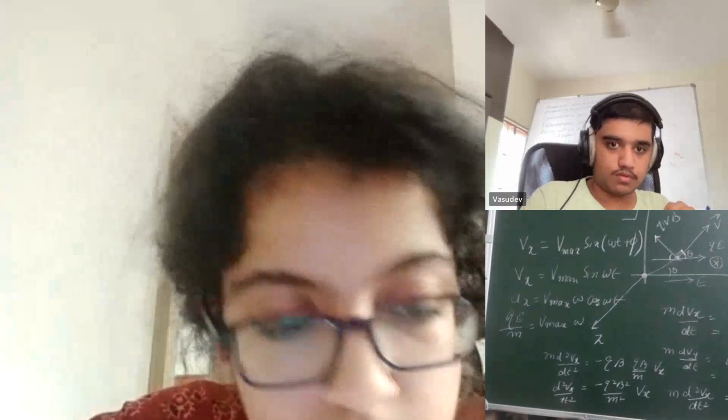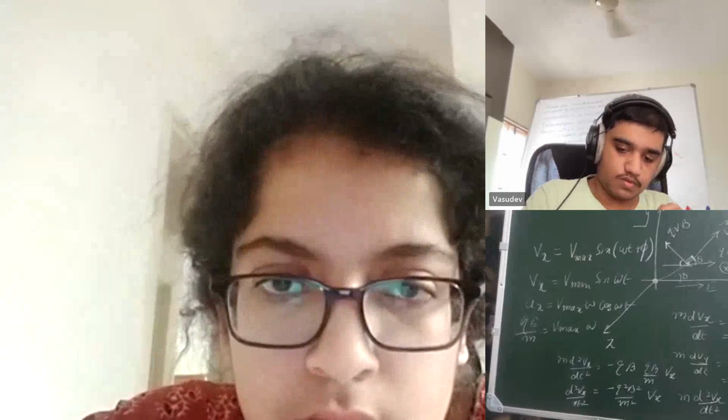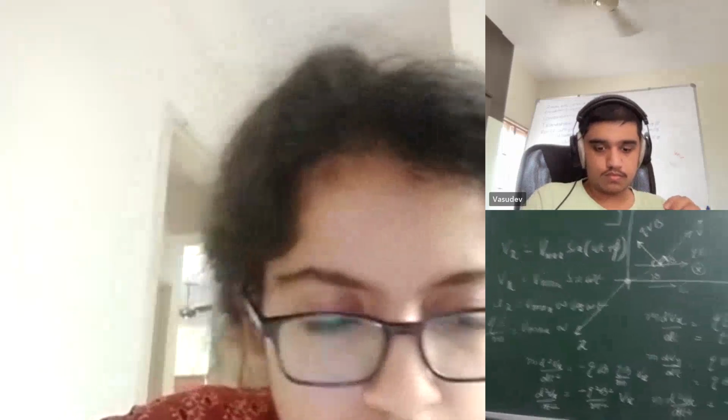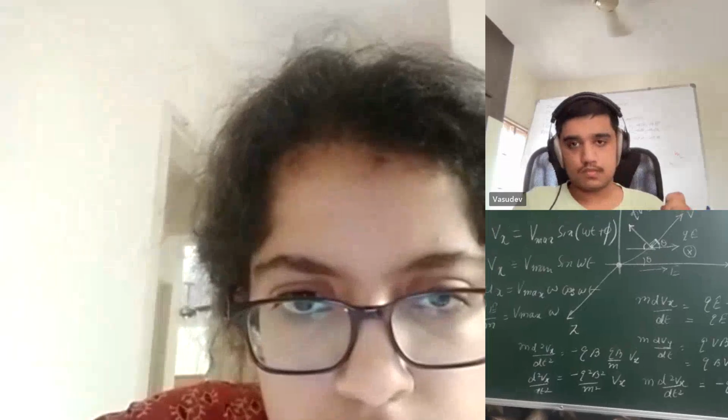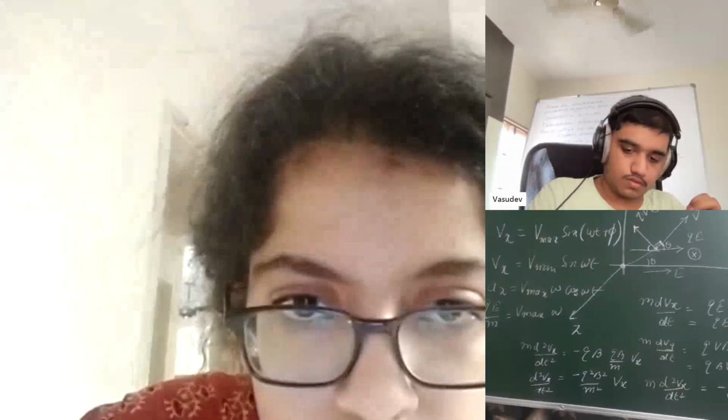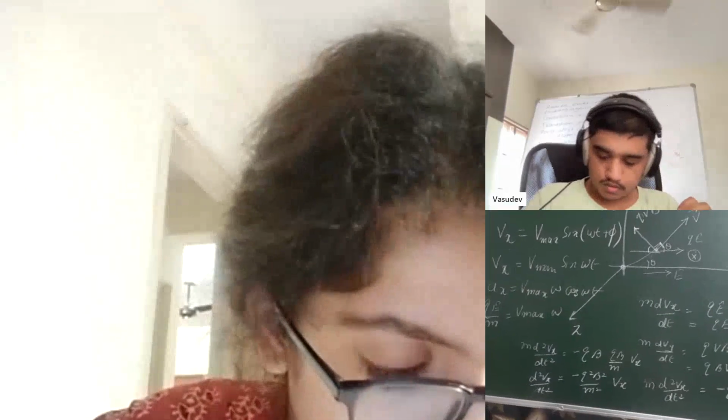What is Vmax? QE by M omega. And what is omega? Omega itself is QB by M, correct? So what do we get? Vmax, quickly. Substitute for omega, QB by M. You get E by B. Write it down. Vmax is equal to E by B.